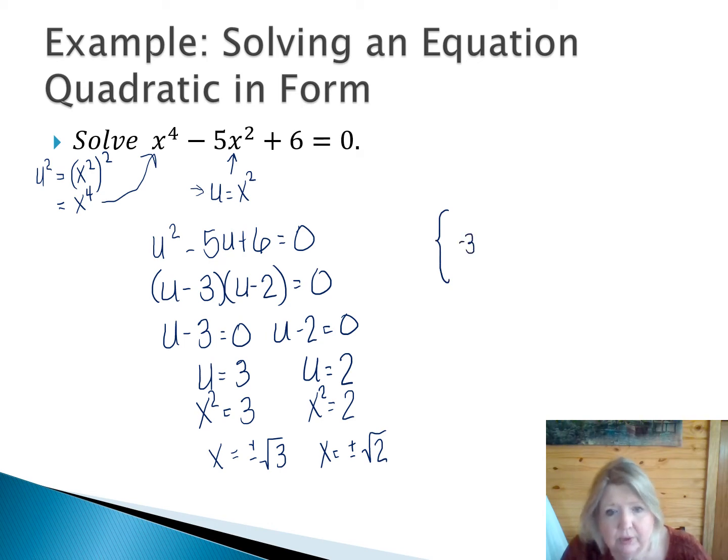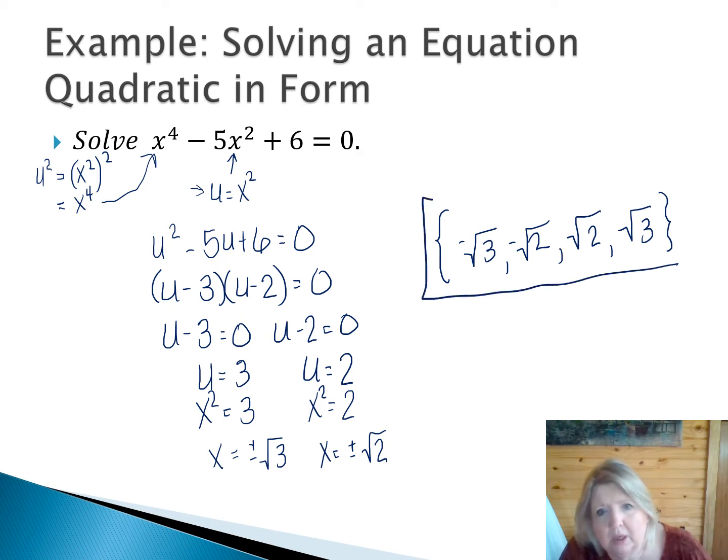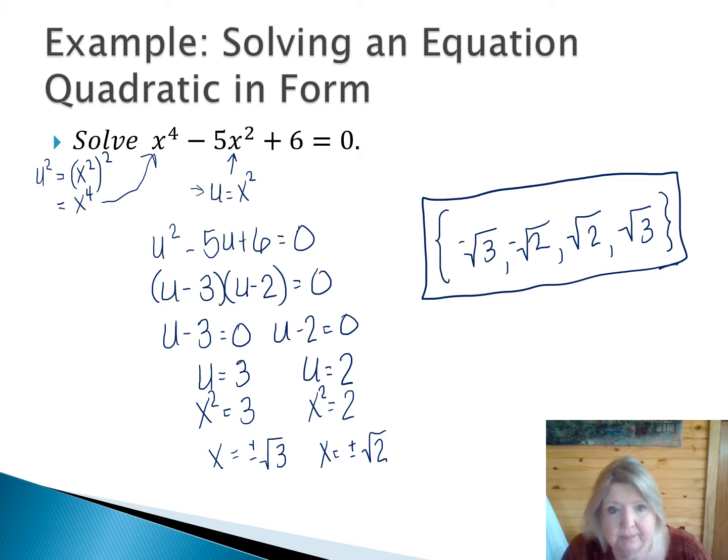Negative square root of 3. Negative square root of 2. Positive square root of 2. And positive square root of 3. So what looked really hard and impossible initially became a simple quadratic, and then when I substituted back in, it was another quadratic. Let's take a look at one more example before I let you go today.